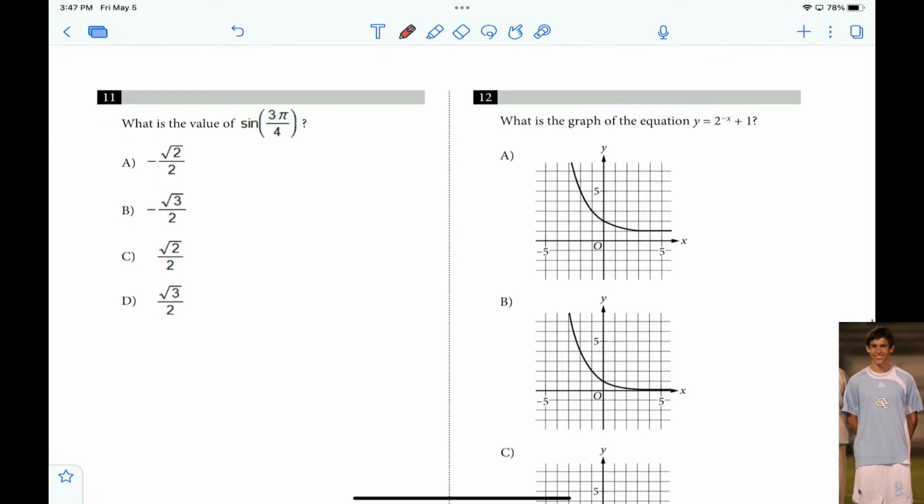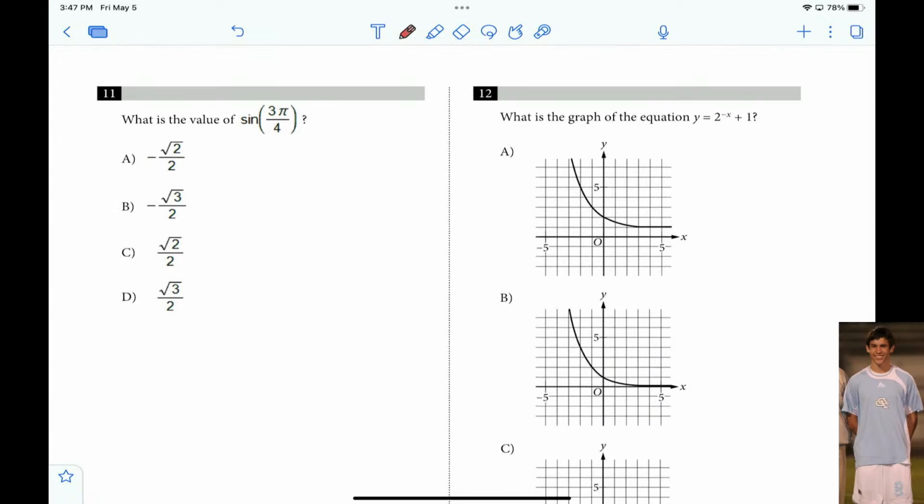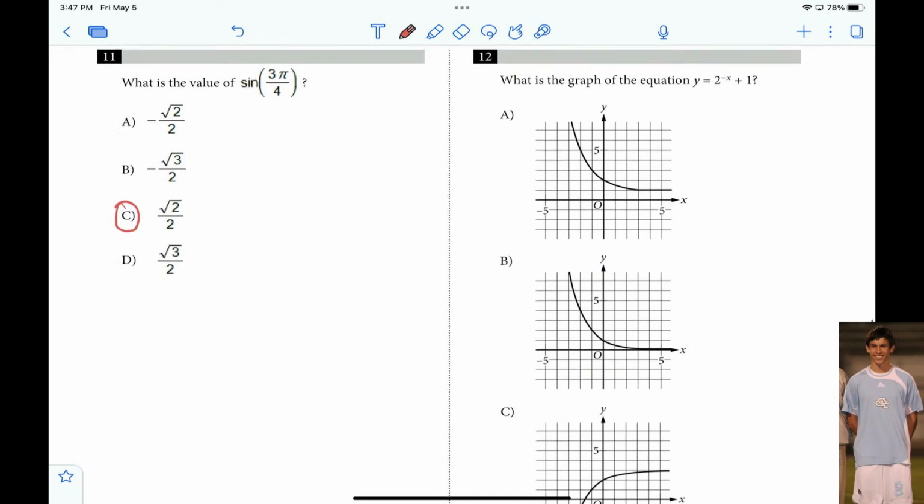So here, sine of 3 pi over 4. Anytime you have 3 pi over 4 or pi over 4, basically 4 in the denominator, it's going to be either square root of 2 over 2 or negative square root of 2 over 2. And this one's just positive. So yeah, but again, I'm not going to worry about that.